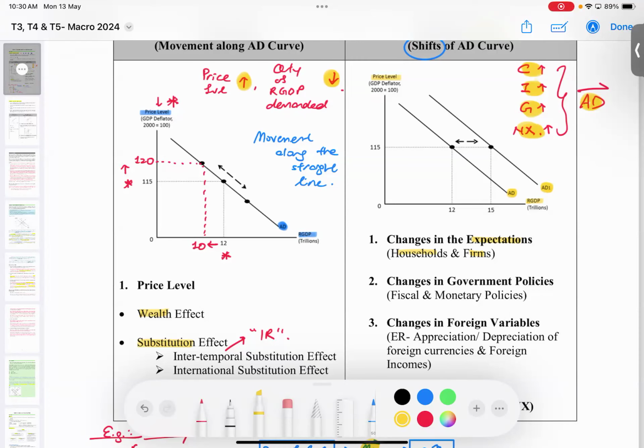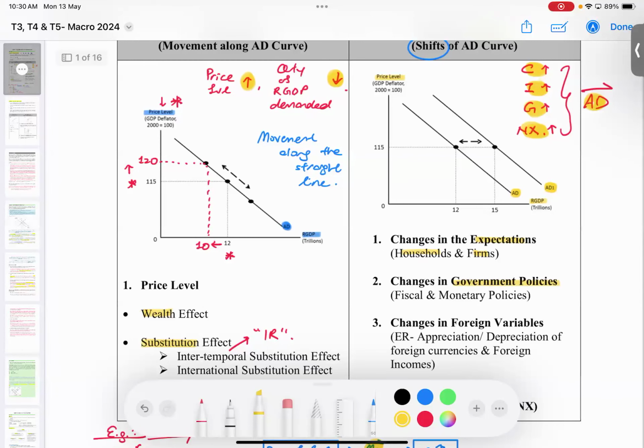Same thing, changes in government policies. For example, government uses some expansionary fiscal or expansionary monetary policy that helps the economy. So there will be higher government spending. Again, government starts to spend more partly because of the policy, not because of the price level. So again, we call it a non-price factor. You will learn more about the policies in the later chapters.